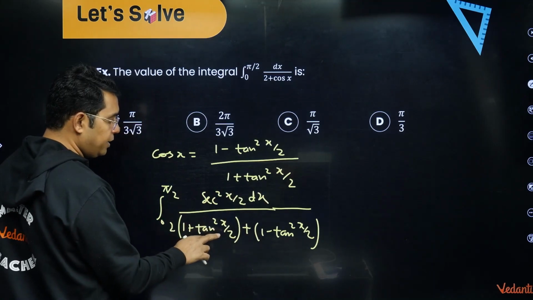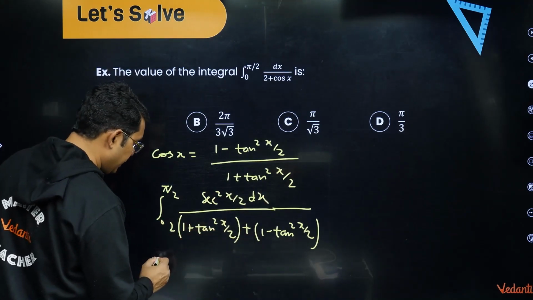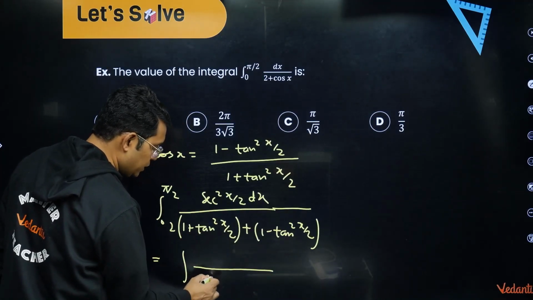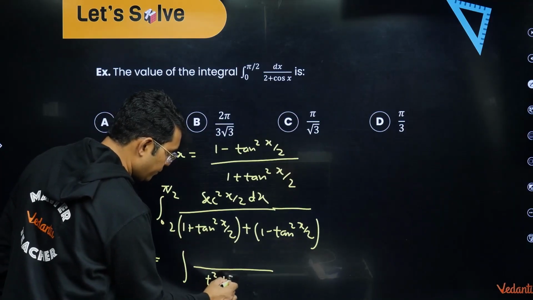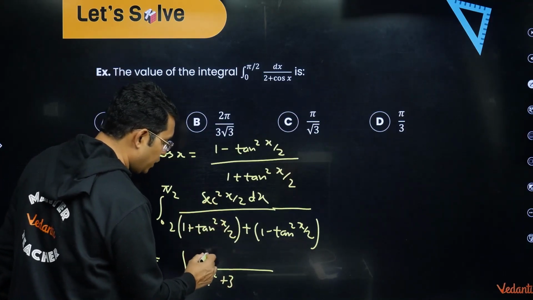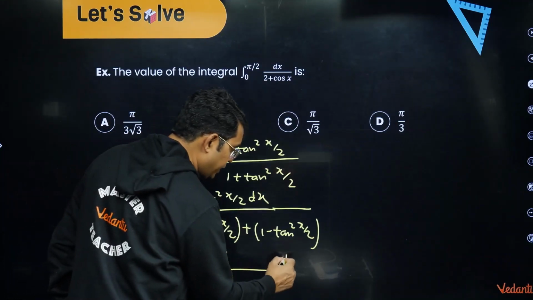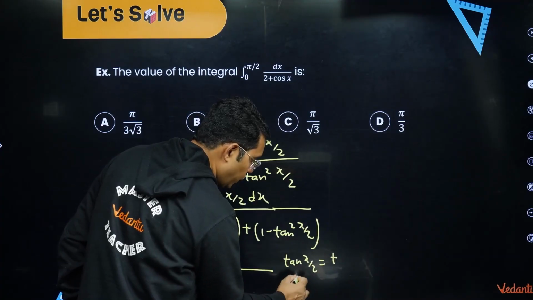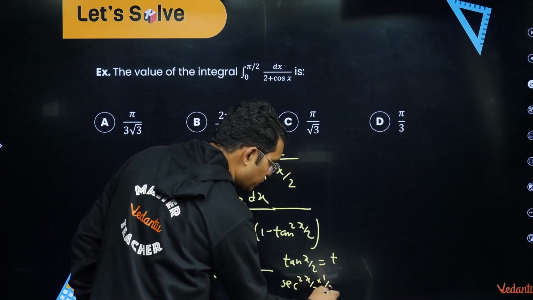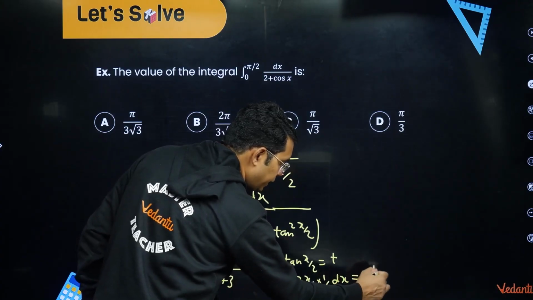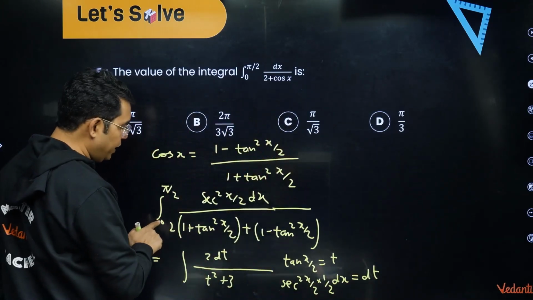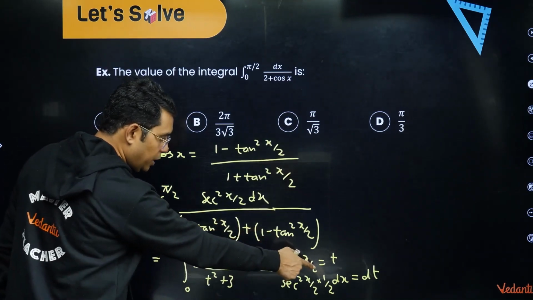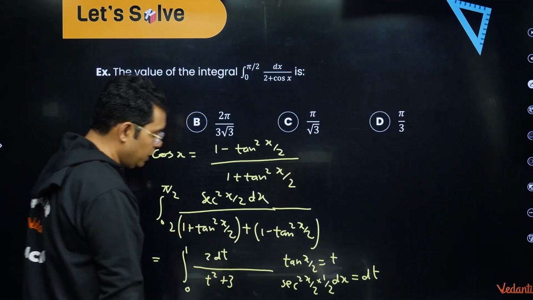Okay, now we can take tan x by 2 as t. So in the denominator it will be 2 minus 1, so t square, and 2 plus 1, 3. Secant square x by 2 dx will be 2 dt. Actually I have taken tan x by 2 as t, so secant square x by 2 into 1 by 2 into dx will be equal to dt. So this 2 will come from here, and when x is 0, the lower limit will be 0. When x is pi by 2, the upper limit tan pi by 4 will be 1. So this is what we have to integrate.